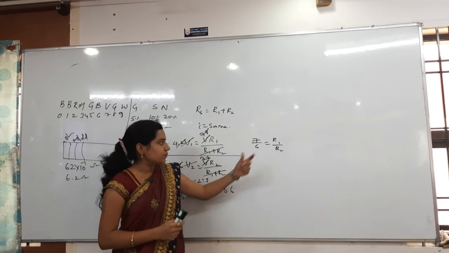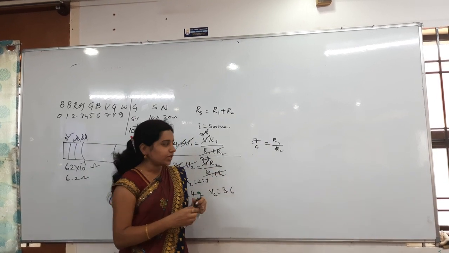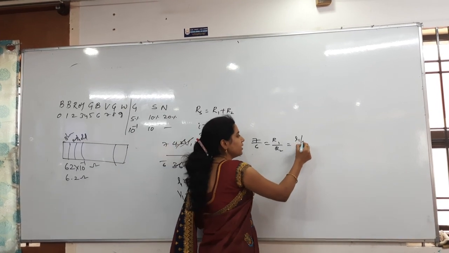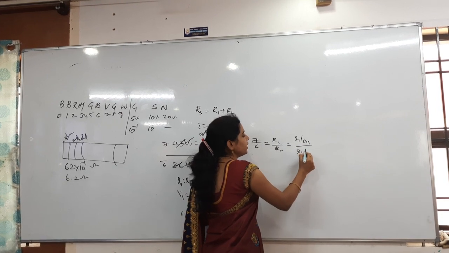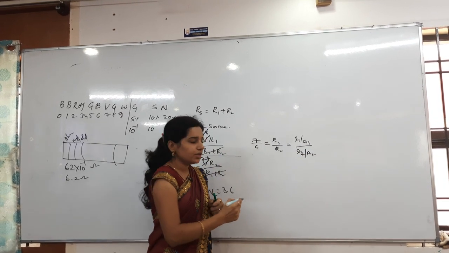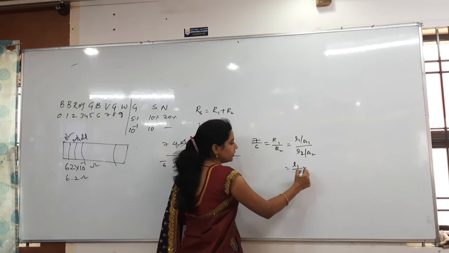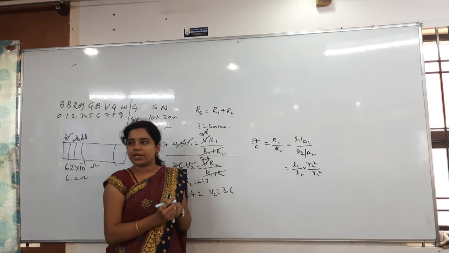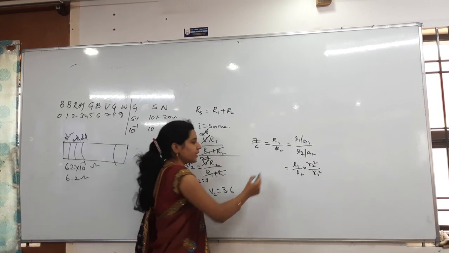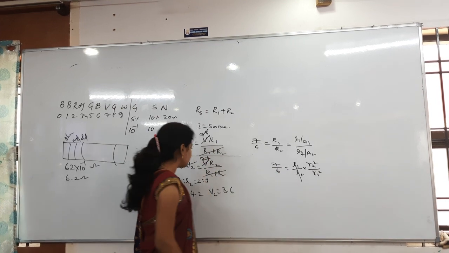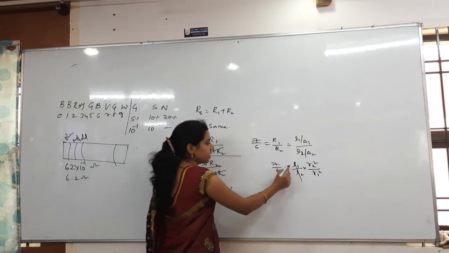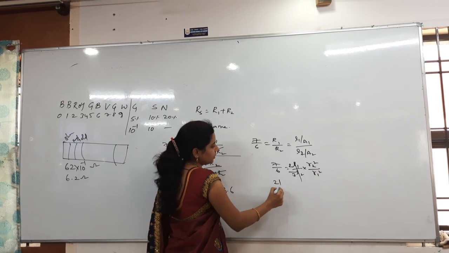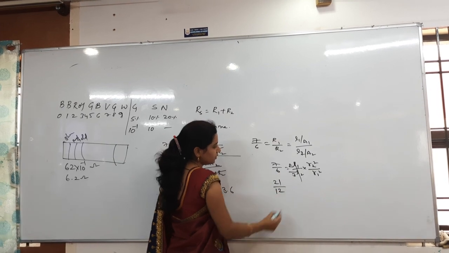Now for this problem, R1 by R2 I can write as rho L1 by A1 divided by rho L2 by A2. Now I can write it as L1 by L2 into A2 by A1, nothing but R2 square by R1 square, pi R2 square by pi R1 square. Pi gets cancelled. Then what is remaining here? 7 by 6, and this ratio they have given as 2 by 3. That's it. You will get the answer here. How much is this? 21 by 12.